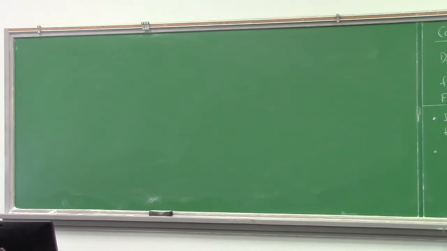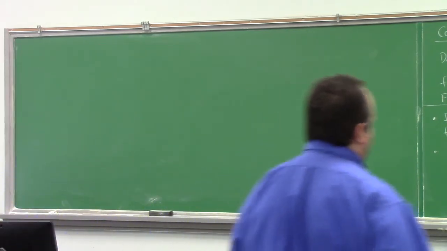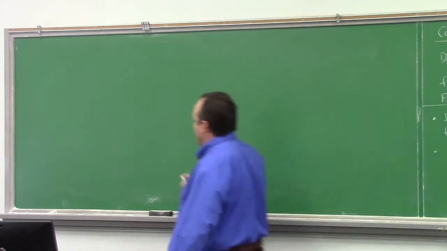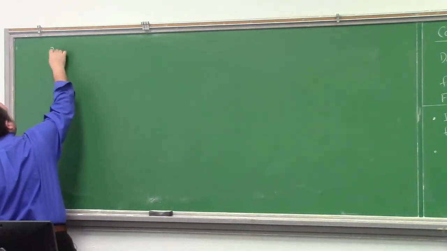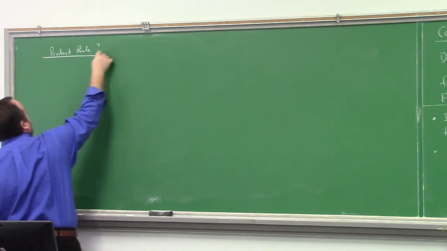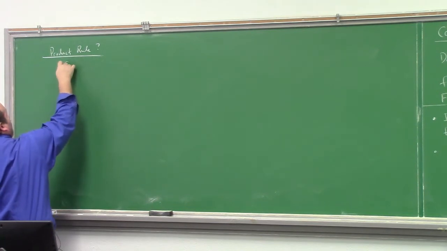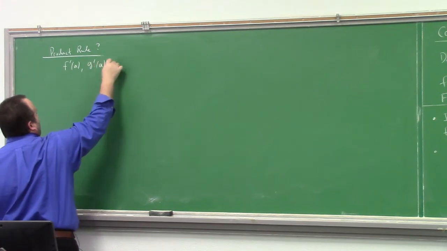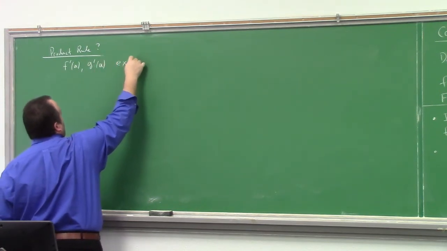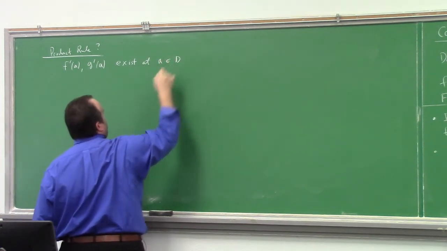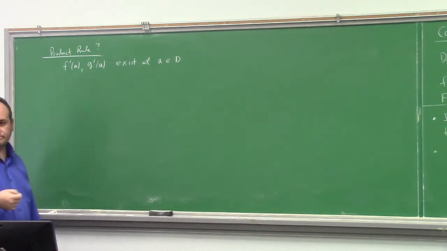Okay, so you know the product rule, right? So let's look at it. Let's suppose f prime of A and g prime of A exist, at A, an element of a domain D, and suppose D is the domain of both f and g.